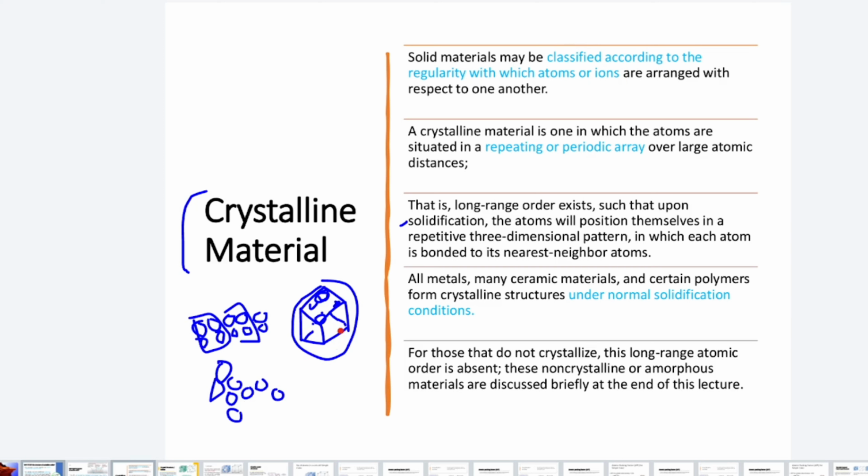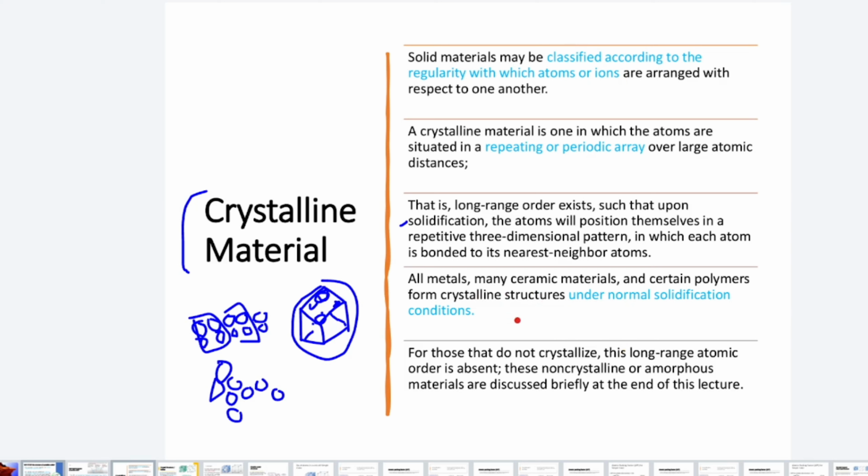This thing will repeat in the whole structure, and we call it coordination number. We will discuss it today, but this should be there, and that material we call crystalline material. All metals, many ceramic materials, and certain polymers form crystalline structure under normal solidification conditions. So different materials like metals, ceramic materials, and some polymers also have the crystalline structure.